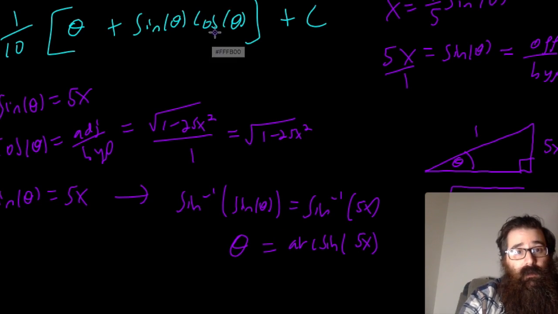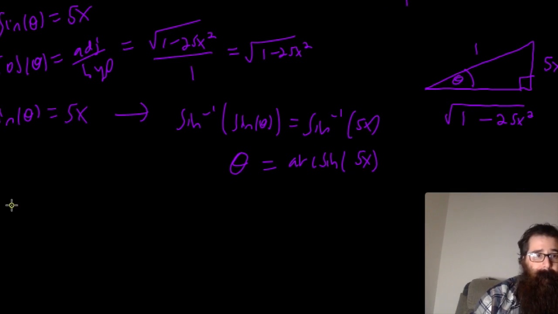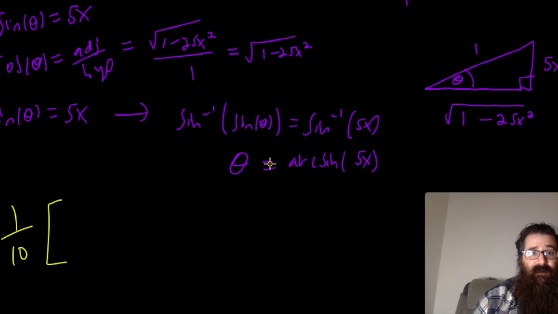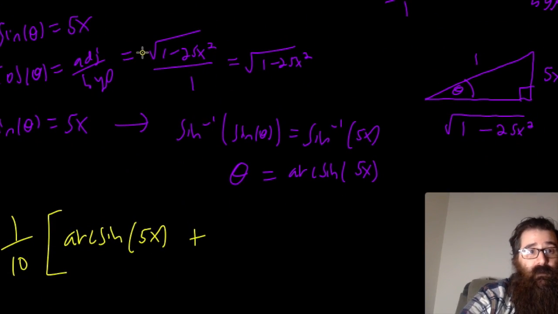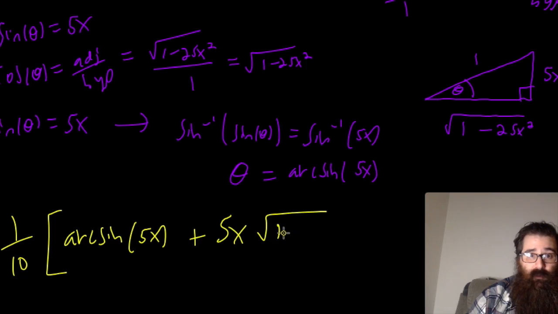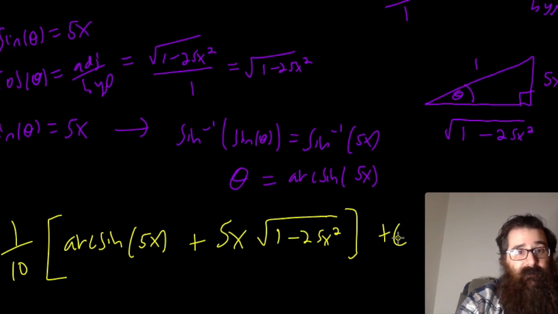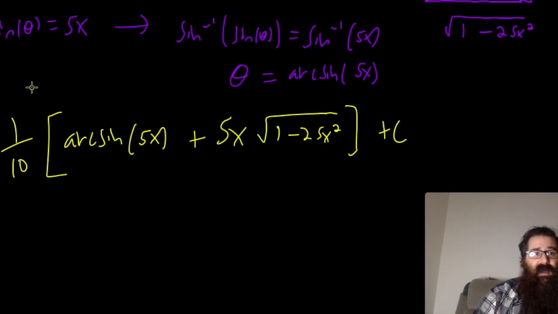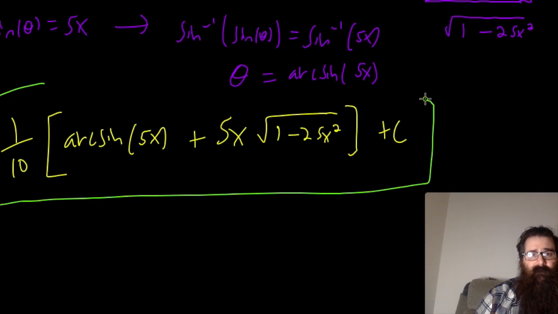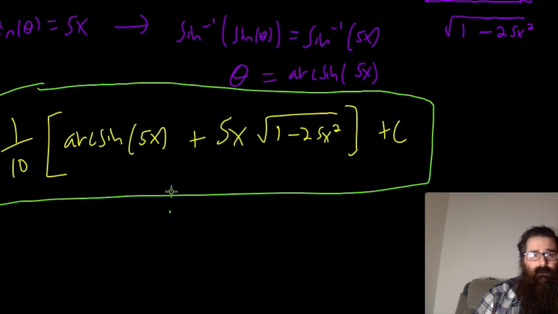So now I can make all these replacements safely. I'd say we had 1 over 10. Then in the parentheses, we had theta first, which we can replace with arc sine of 5x, plus sine theta times cosine theta. We said sine theta was 5x. We said cosine theta was the square root of 1 minus 25x squared. We can close it and then get our constant on there. So we replaced it. Now we're back in terms of that original variable, which was x. Everything is looking great. There's our final answer. Give it the star.